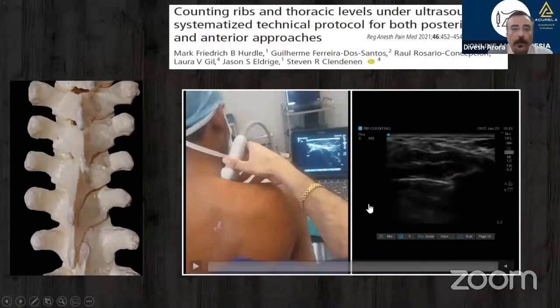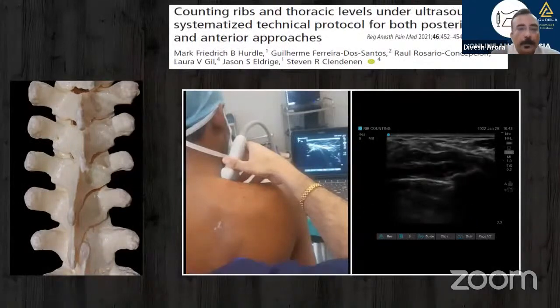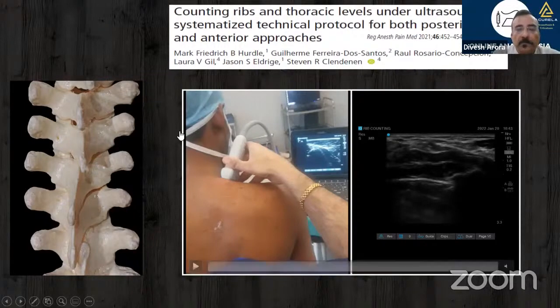So I'll first of all tell you how to count the ribs. Traditionally, if we use the palpatory method, you'll realize that the thoracic spinous process overlies the next vertebra. So for example, if I palpate this spinous process, this will correspond to the transverse process of the lower thoracic vertebra. So this fact has to be kept in mind whenever you use a palpatory method. In order to circumvent this problem, USG can be used to count the ribs as well.